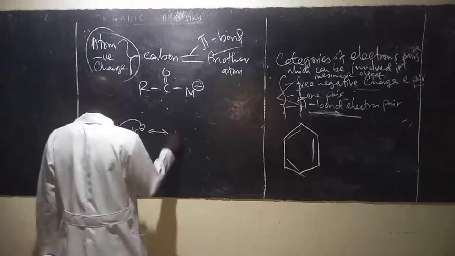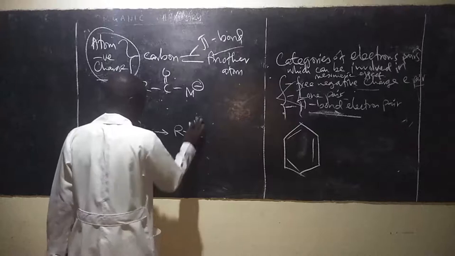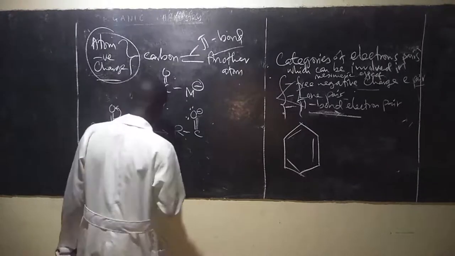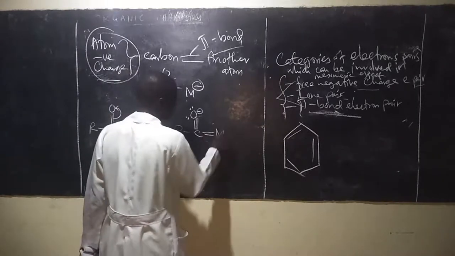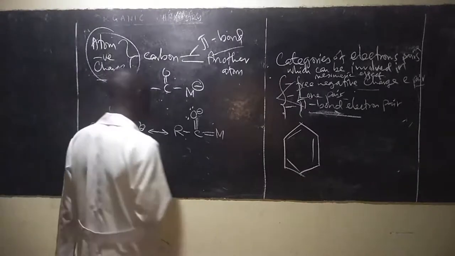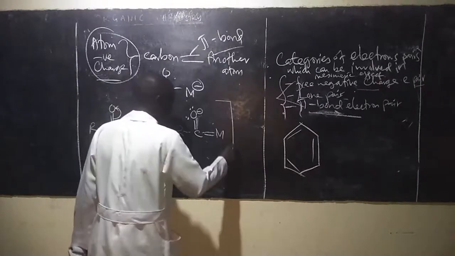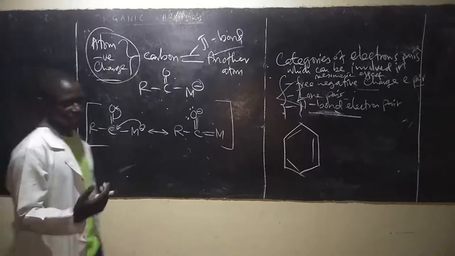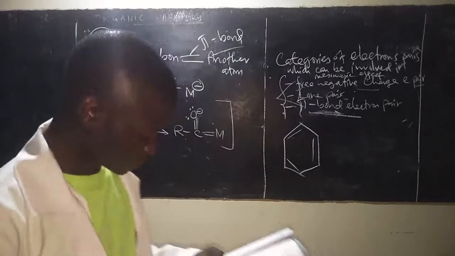Resonance. R single bond C, upper single bond O, negative, two lone pairs, and after that we will have a double bond to M. And that M has lost its negative charge. So these are the resonant structures, which when they undergo delocalization lead to the formation of the hybrid structure. They are the resonant structures.